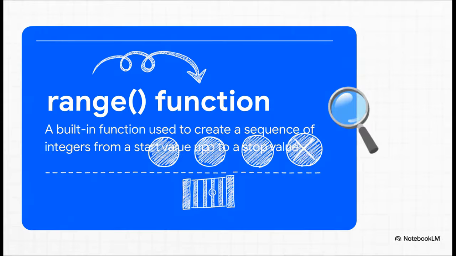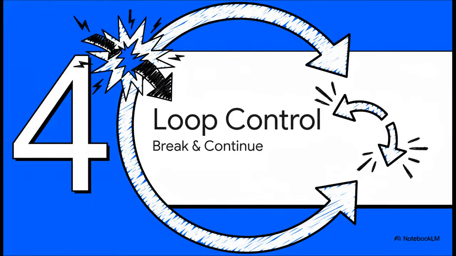Now, for for loops, there's a super helpful function called range. It just gives you a sequence of numbers to loop over. But remember, one very important thing, the range function always stops before the stop number. So if you say range 1, 5, it will give you 1, 2, 3, and 4. It will not include 5. Don't forget this.